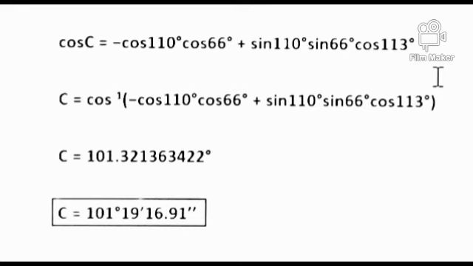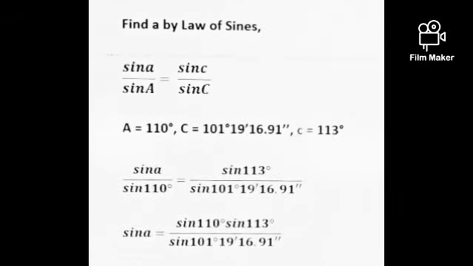101.321363422 degrees. And you check the given small side C. The small side C opposite angle capital C is 113 degrees. And the angle capital C, 101 degrees, and the opposite side small c, 113 degrees, terminate in the same quadrant, which is the second quadrant. Thus, there is no need to get the supplement of C. Thus, the final answer, angle C in degrees, minutes, and seconds, should be 101 degrees, 19 minutes, and 16.91 seconds.